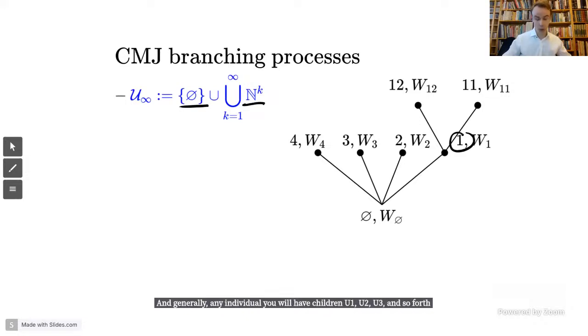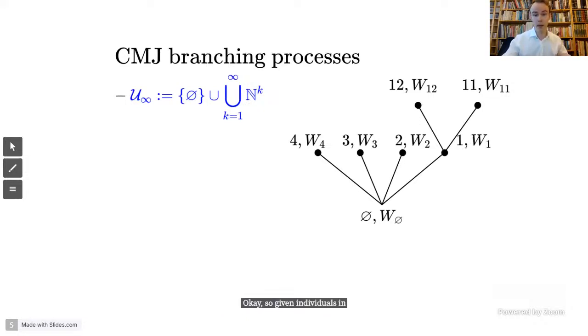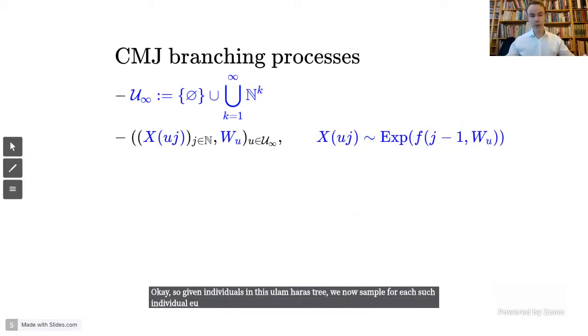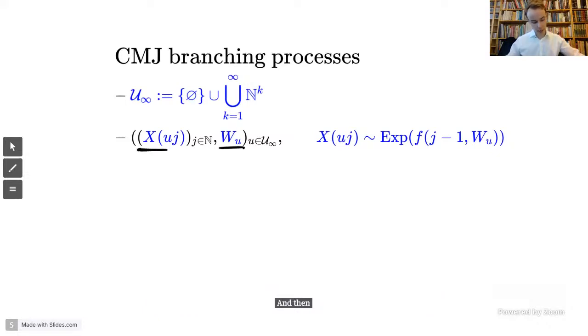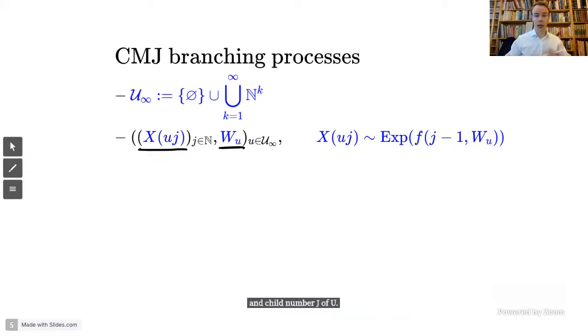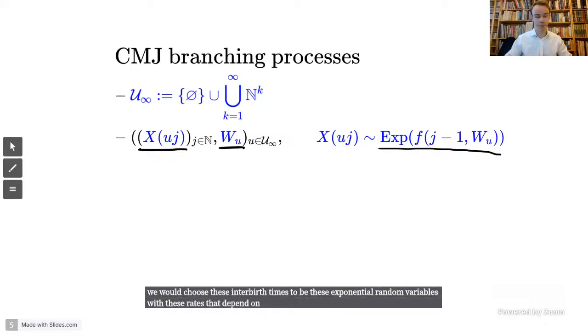Okay, so given individuals in this Ulam-Harris tree, we now sample for each such individual U, first a weight, and then a sequence of interbirth times. So X_{U,J} stands now for the amount of time that elapses between the birth of child number J minus 1 and child number J of U. And in this embedding of our preferential attachment tree, we would choose these interbirth times to be exponential random variables with rates that depend on this function f.